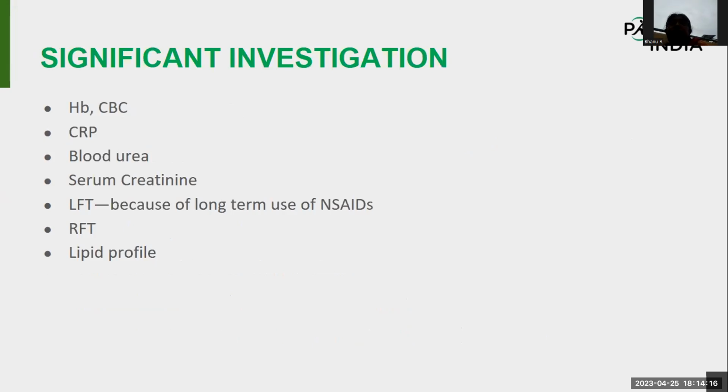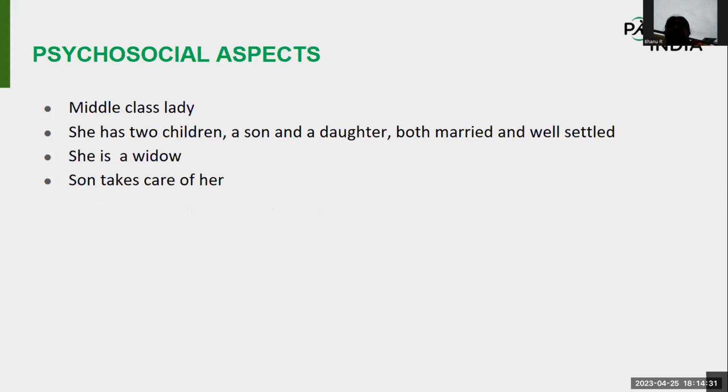Significant investigations: hemoglobin, complete blood count, C-reactive protein, blood urea, serum creatinine, liver function test because she is on NSAIDs for quite long, renal function test, and lipid profile. Psychosocial aspect: she is a middle class lady with 2 children, a son and a daughter, both married and well settled. She is a widow and her son takes care of her.